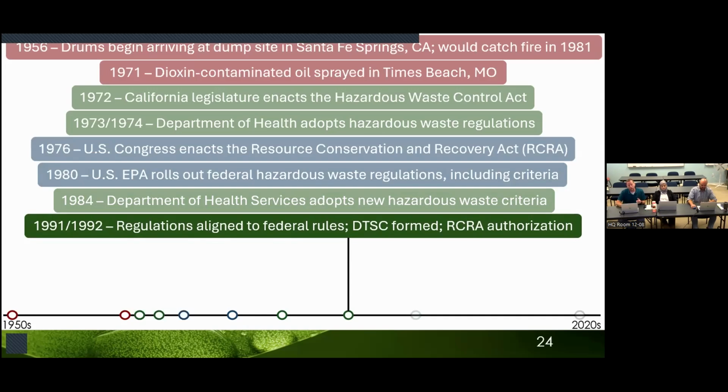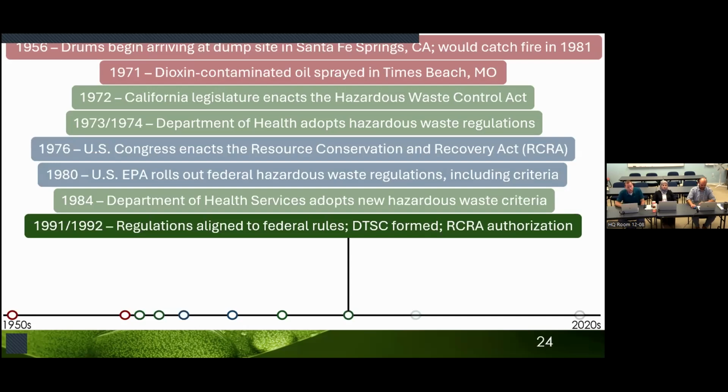This was part of a process by which California was seeking to become authorized under RCRA to administer its own program. The most important requirement for any state to become authorized is that its rules must be at least as broad in scope as the federal regulations, meaning that any waste that's identified as hazardous waste by the federal regulations must also be a hazardous waste under the rules of the state. And the state's management requirements must be at least as stringent as the federal rules.